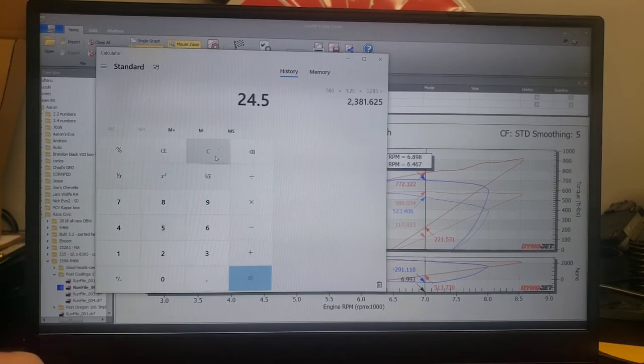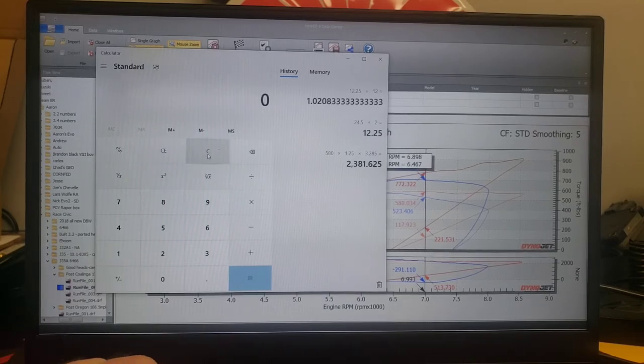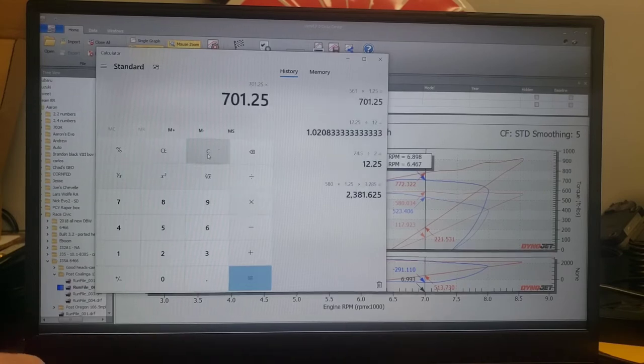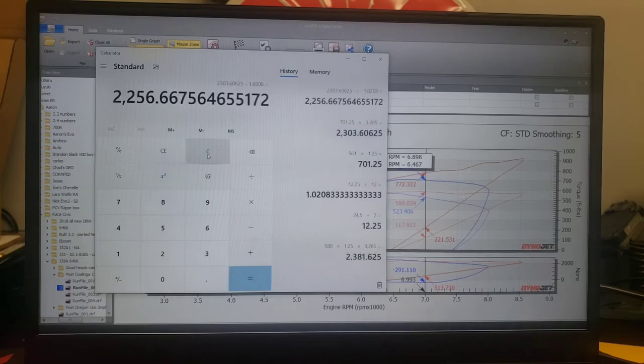We go 24.5 divided by 2 because we want the radius, divided by 12. It's 1.0208. So if we take that, I guess it was actually 561 times 1.25 times 3.285 divided by 1.0208. 2256.